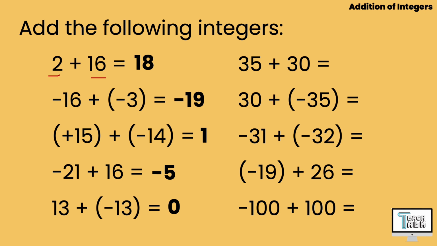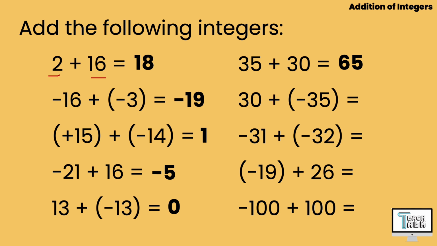Kamusta ang scores niyo, guys? Perfect pa ba? Kung perfect, very good. Let's have number 6. 35 plus 30. Ito parang walang challenge, right? Kasi same sign sila. Pareho silang positive. Copy the sign, positive. Add the numbers. 35 plus 30, that is 65. So, answer is positive 65 or just 65.